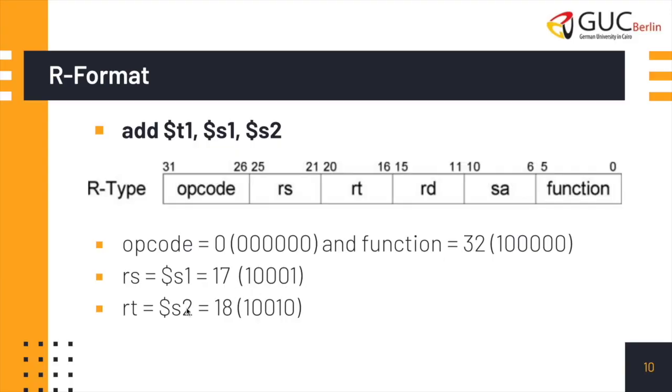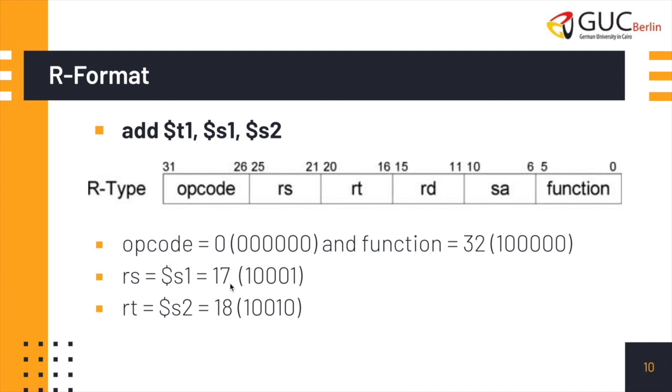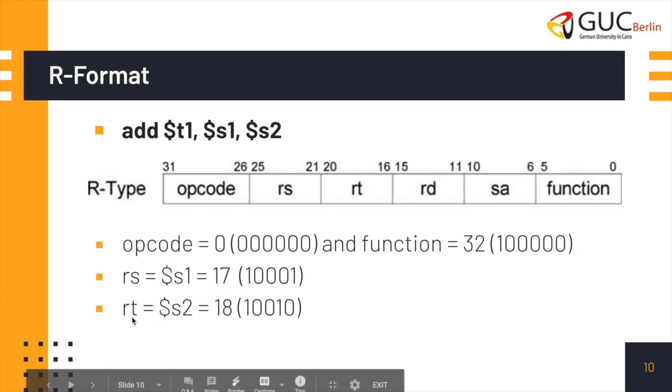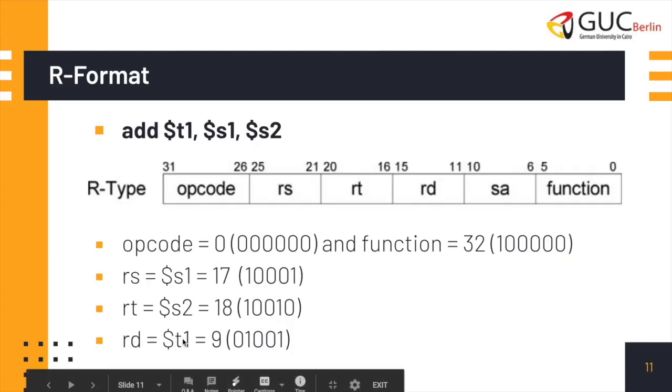Now we need to get RT, which is what? 18, which in binary is 10010. So RS is S1, which is register number 17. RT is S2, which is register number 18, and these are their equivalent binary representations. Okay, now we need to get what? The RD, which is T1, which is register number 9, 01001.